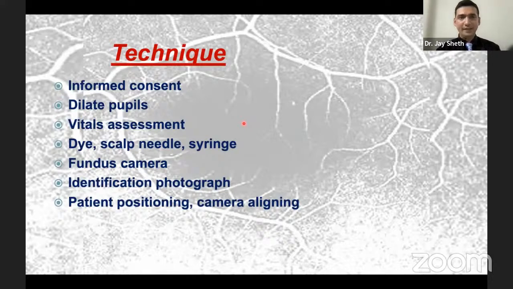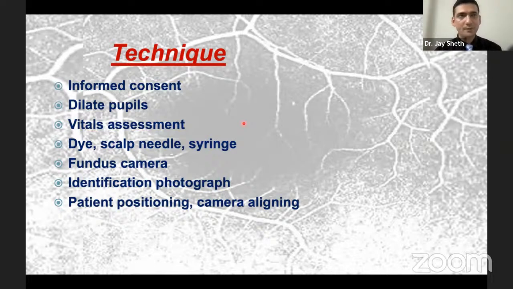So what is the technique? It is very important to explain the entire procedure of the fluorescein angiography to the patient. We usually ask the patient to fast for at least 2 to 3 hours, because nausea and vomiting are the commonest side effects, seen in 7 to 10% of these patients. So an empty stomach is primarily needed. A written informed consent is a must for all the patients.